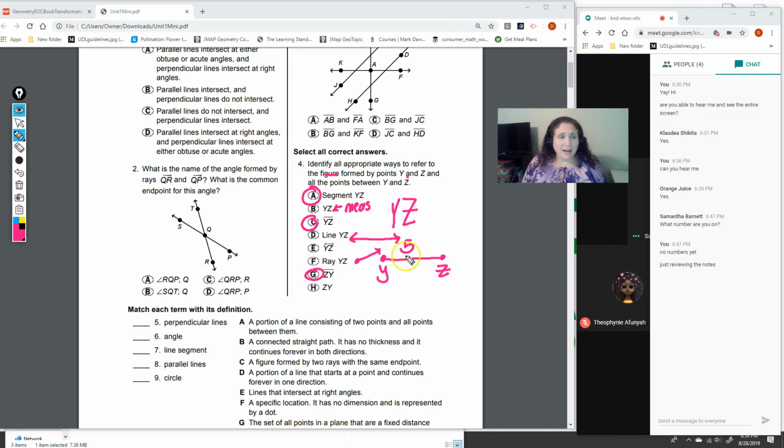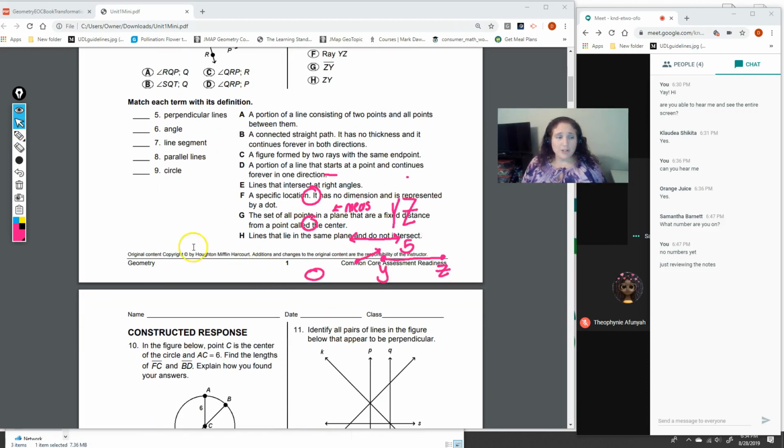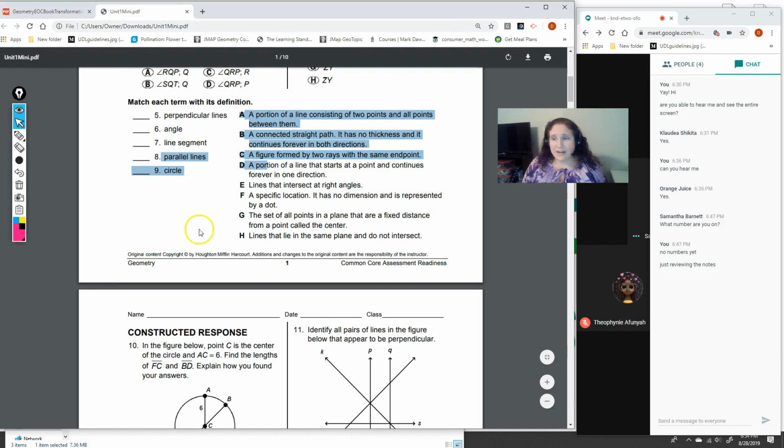I'm not going to go over this too much, but I will say 2 questions of your test relate to this section right here. So I highly recommend you know the section. 2 questions of your test relate to it.